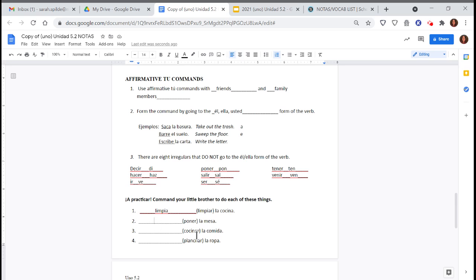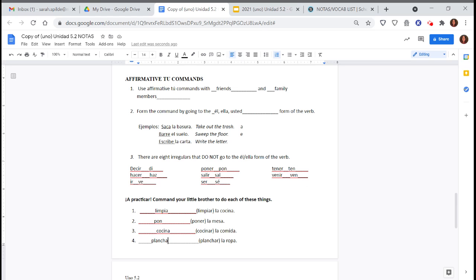What if I want to tell my little brother, set the table? So notice poner is one of these irregulars. So we're going to say pon la mesa. Or cocinar la comida, is to cook the food. So you want to say cook the food. Tell somebody to do that. So cocina la comida. Or planchar, iron the clothing. So we have plancha la ropa. So recognize here, it's just the a endings, and then just remember di, haz, ve, pon, sal, sé, ten, ven for our 8 irregulars.